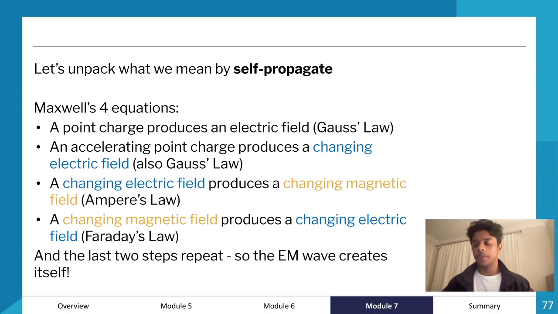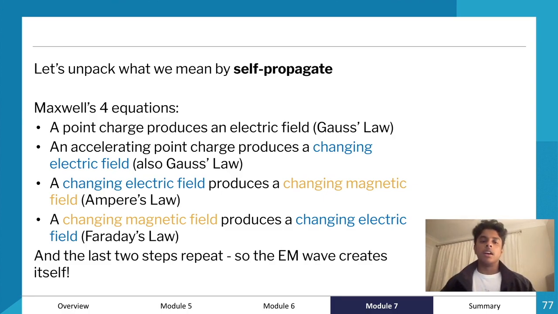So Maxwell's 4 equations. He basically said that a point charge produces an electric field, that's Gauss's law. An accelerating point charge produces a changing electric field, also Gauss's law. And a changing electric field produces a changing magnetic field. A changing magnetic field produces a changing electric field. And these last 2 steps repeat one on one. So a changing electric field will produce a changing magnetic field, which will then produce a changing electric field, which will then produce a changing magnetic field, so on and so on. And that is what we mean by self-propagation.